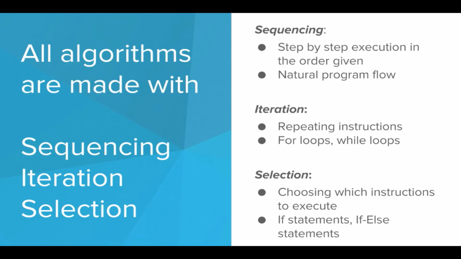Then there's iteration, and this is repeating instructions. To do iteration in a program, you use a control structure like a for loop or a while loop. And then there's selection. Selection is choosing which instructions to execute. And again, we use a different control structure, either if statements or if-else statements, to put selection into our algorithms.